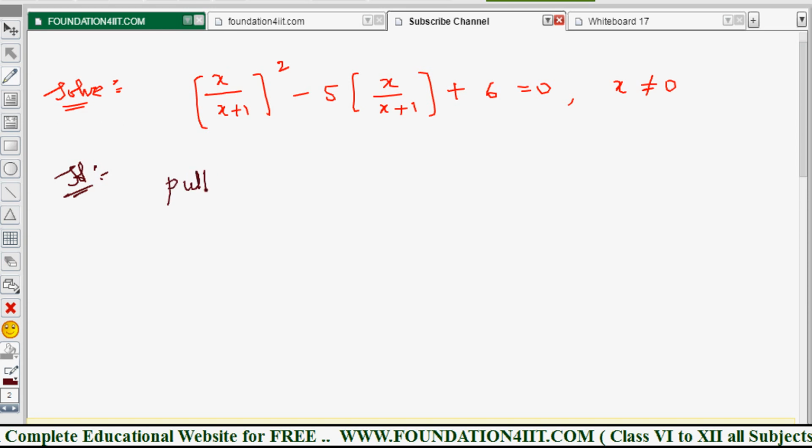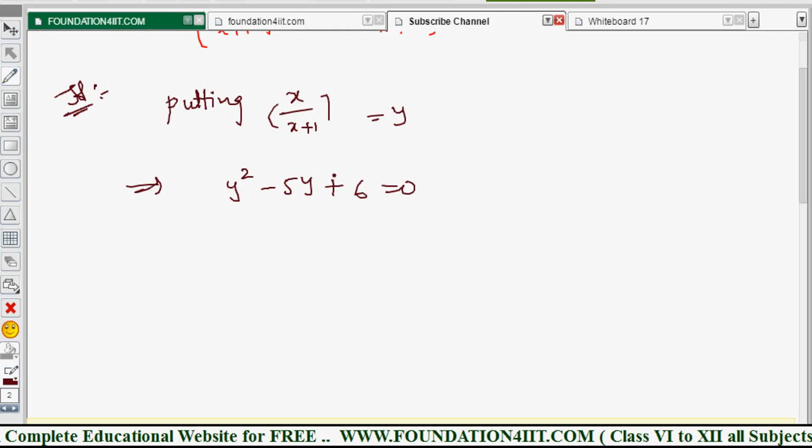So just by putting x by x plus 1 is equal to some y in the given equation, it becomes y square minus 5y plus 6 is equal to 0. As I said at the start, this is a quadratic equation in terms of the letter y. Now the method is the same. You can split the middle term. So y square, 6 we have, and minus 5 we need.